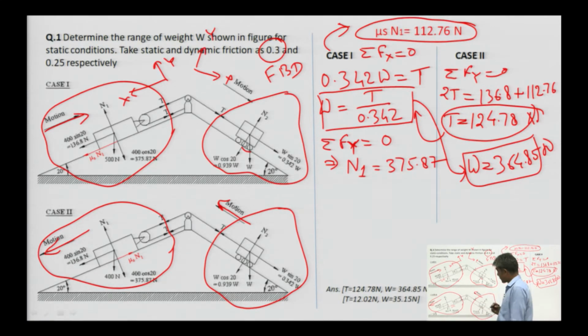What will be the changes in this FBD? The value of the normal reaction will change over here. Normal reaction is the same. So N1 and N1 are the same, the normal reaction has been written over here.